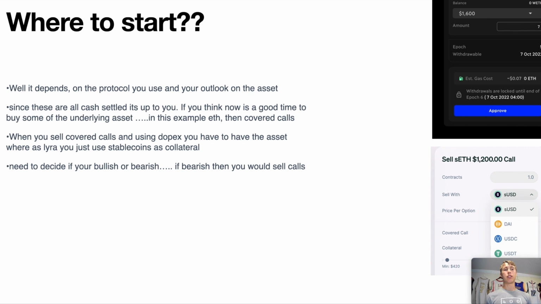So using Dopex, you have the asset, whereas with Lyra, you are just using stablecoins as collateral. Next, you need to decide if you're bullish or bearish. If you're bearish, you would sell the calls, but with a lower strike price. So if I own some ETH at $1,200, I would probably do a strike price at $1,250 or as close as I can. That way, if it gigapumps, whatever, it sells it, I lock in my profit, and I get paid the premium. Now, if you're bullish, then you would sell the puts. Keep in mind, it's a little bit different using the options platforms in crypto because you don't get the actual underlying asset. It would be nice to see a protocol that does that, but currently you are just having cash settled on all these option platforms.